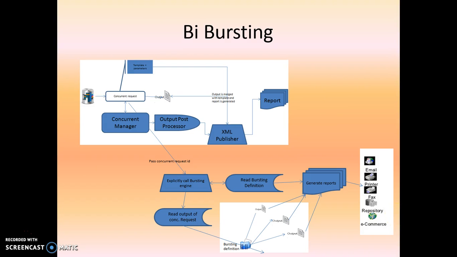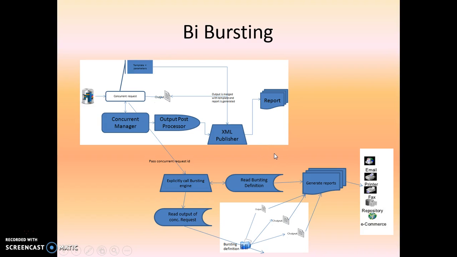Bursting would take the output of the concurrent program and deliver it in the channels in the right format. Once the concurrent program is submitted and the report is generated, within the data definition, you can specify the bursting template. That bursting template would say, take the output, format it in XML, and send it to a specific printer. Or you can have the same data, read once, but deliver it in an email format to a specific user, or an EFT to a bank. So the BI bursting definition would control how you take the output from the concurrent request and match it to a specific format.